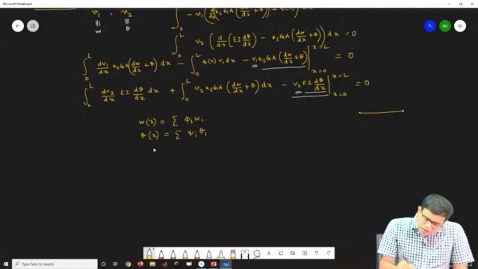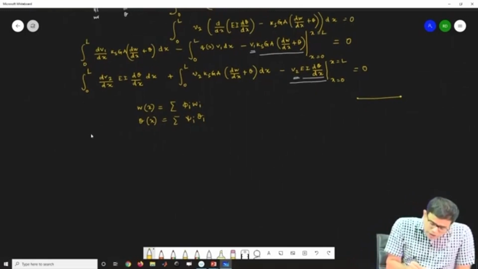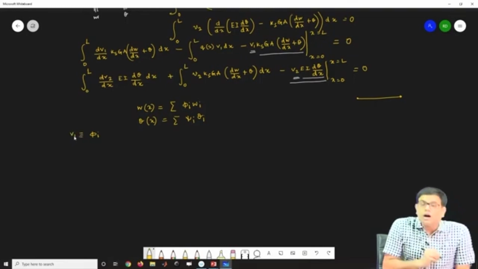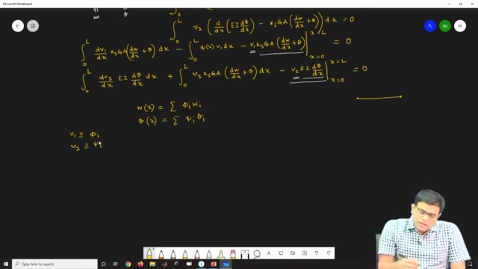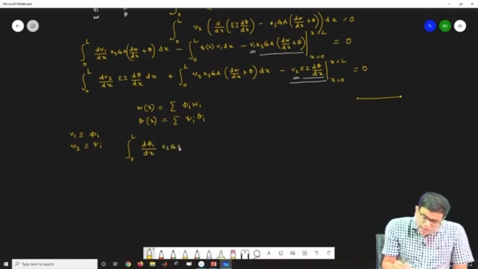Now here, if I now substitute phi i for the v1, that is my v1 is the weight function and v2 corresponds to the rotational weight function. So psi i, if I substitute here, then my weak form will look like this. So integral 0 to L d phi i dx into Ks Ga into d phi j dx. So this is the part actually Kij.